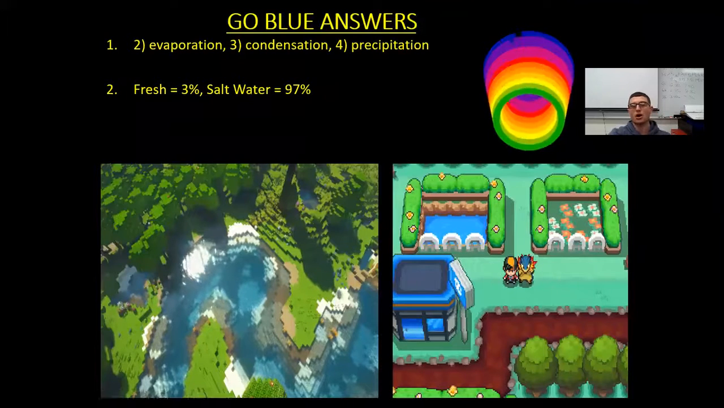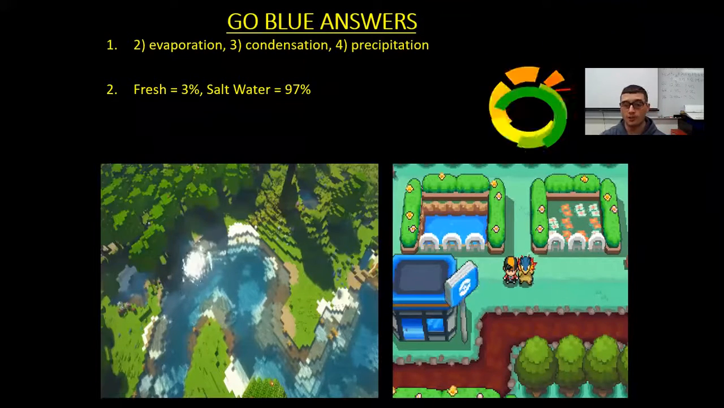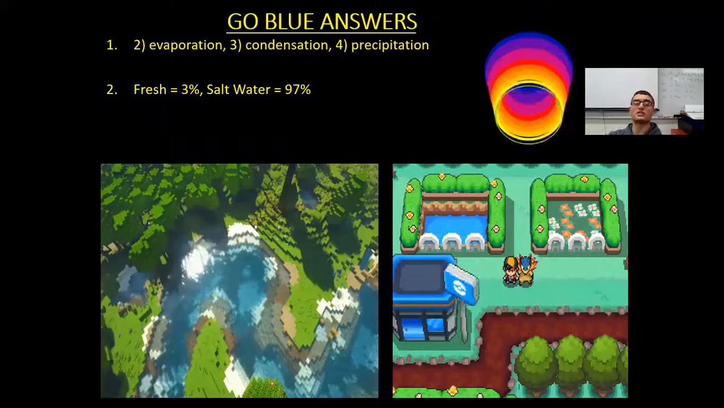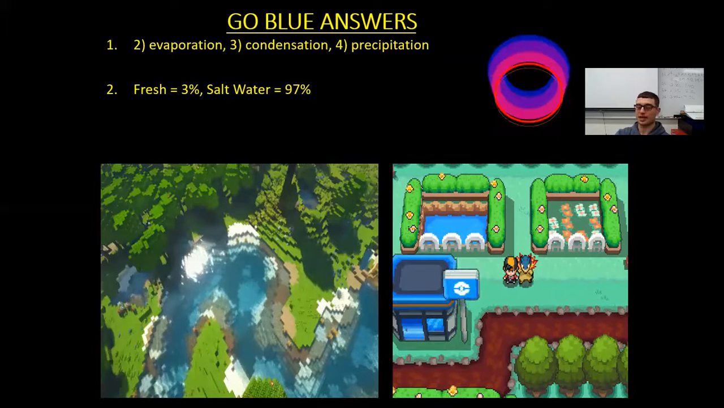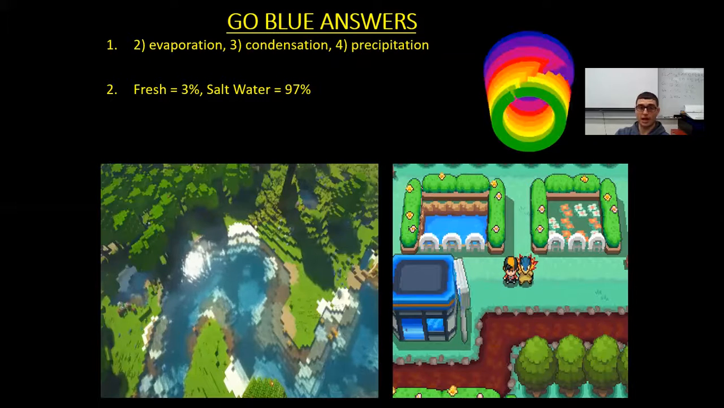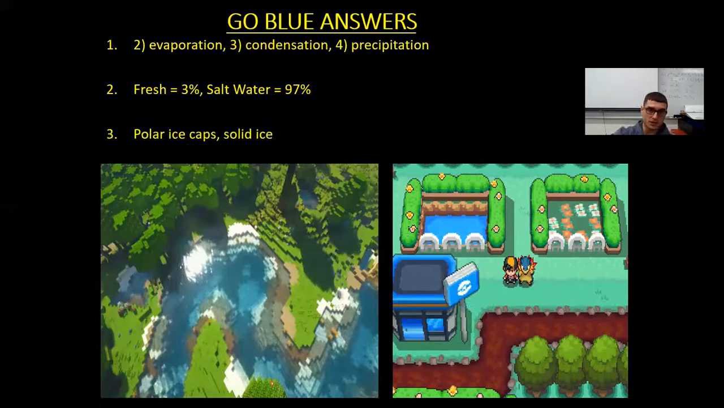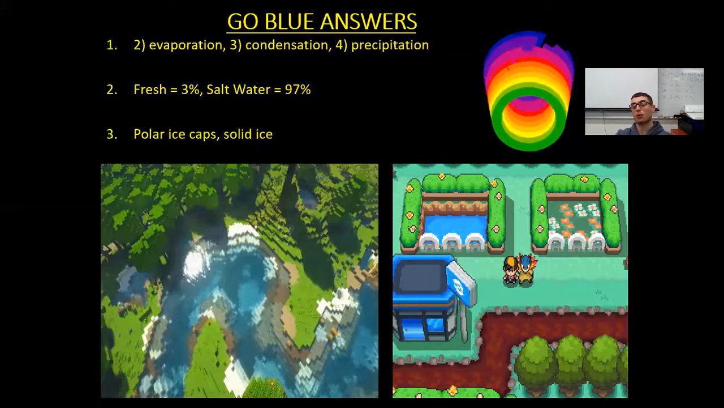Number 2, guys, only 3% of the Earth's water is fresh water. Most of it is actually salt water at 97%. So again, very little water is actually fresh. And where is most of it found, guys? Most of it is going to be found in the polar ice caps.